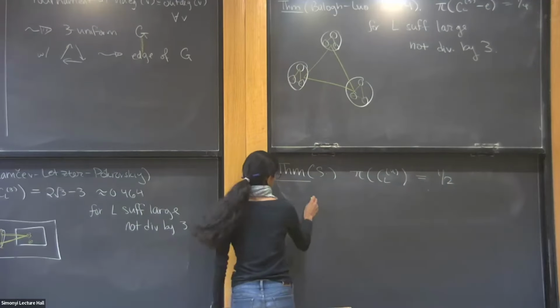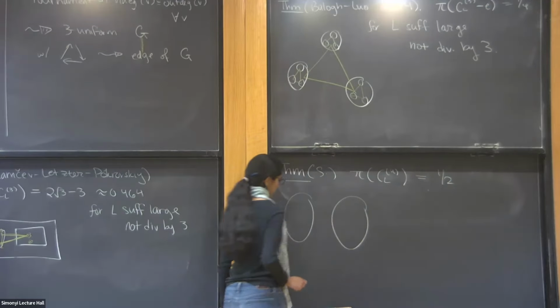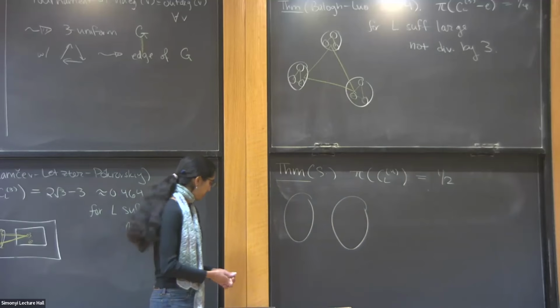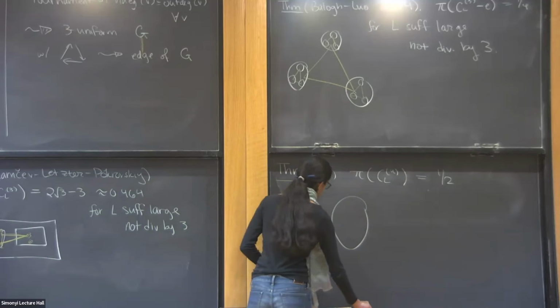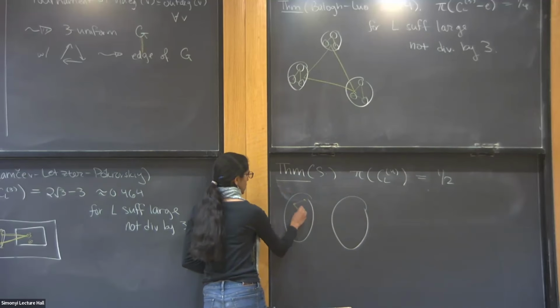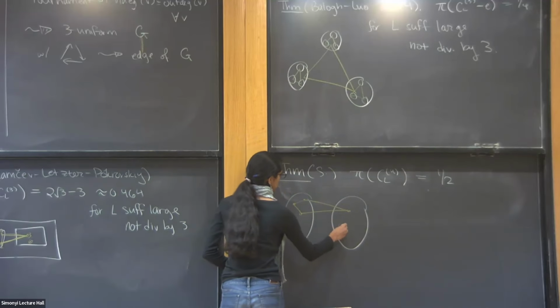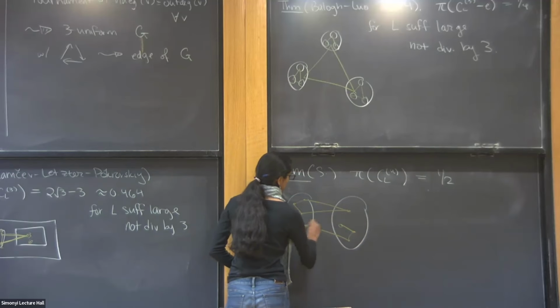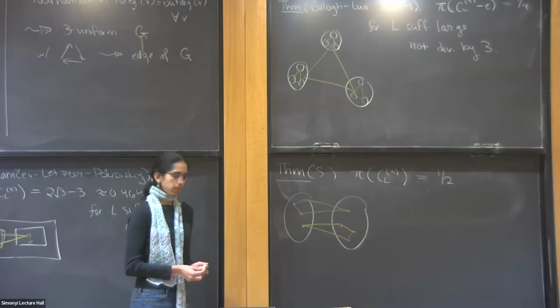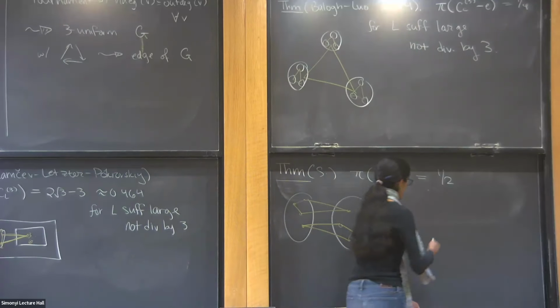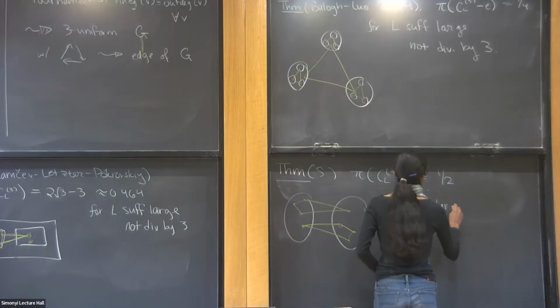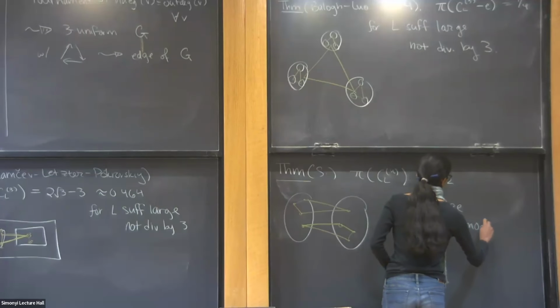And here the construction is really simple to draw. It's not a fractalizer at all. You take 2 chunks of vertices, and you take every edge that has 3 vertices in one part and 1 vertex on the other part. And same conditions for L sufficiently large and not divisible by 4.